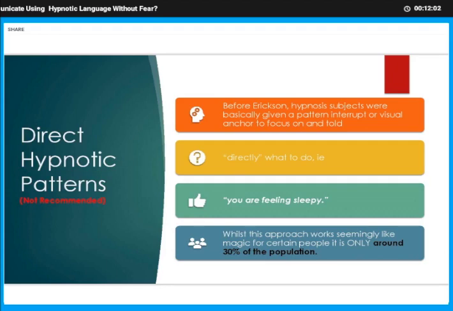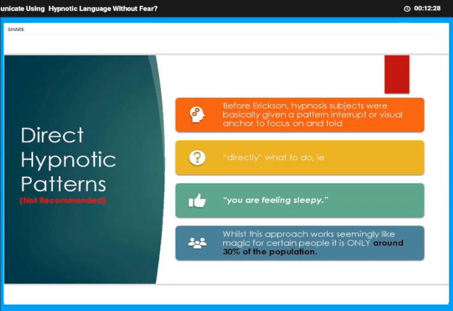You are feeling sleepy. This approach actually does seem to work like magic for about 30% of the population. And that's why it was the most popular form of hypnosis for many years. But Erickson discovered that using a permissive language pattern was much more effective for much more of the population. But it does take a little more skill to master.